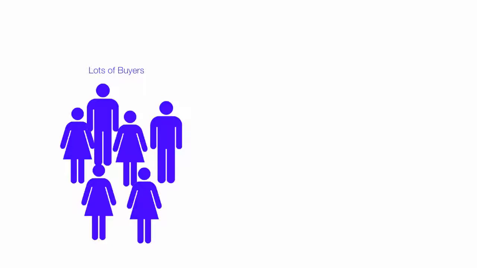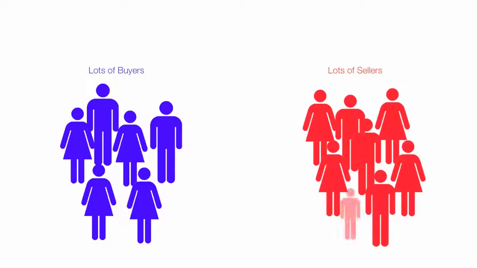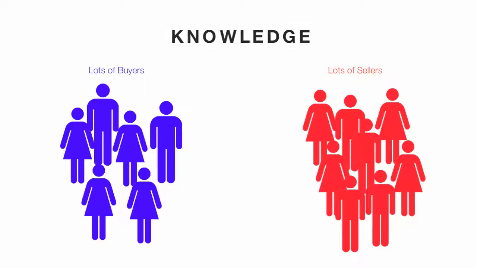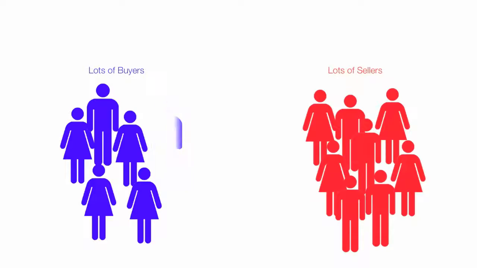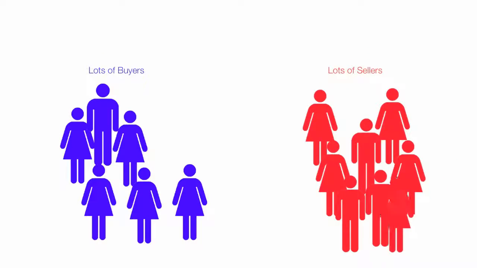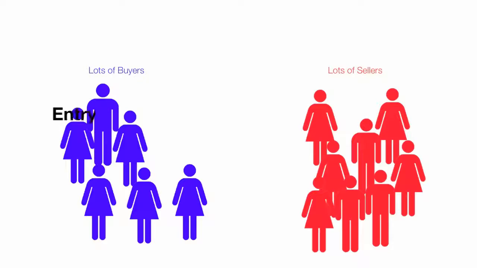An assumption we make in perfect competition: there's lots of buyers and lots of sellers. Think something like eBay. There's a lot of market knowledge, which might be a stretch. For every buyer that disappears, a new one appears. Same with sellers. Easy entrance and exit to the market.